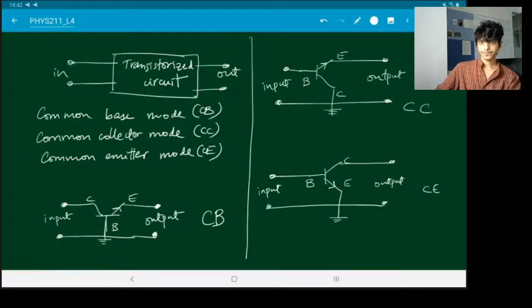Now, normally, we are only going to be looking at common emitter mode in this course. Of course, I'm not saying common base and common collector don't have application. There are lots of them, and you'll also find some examples in the book. But for the purposes of this course, we are going to concentrate on the common emitter configuration.